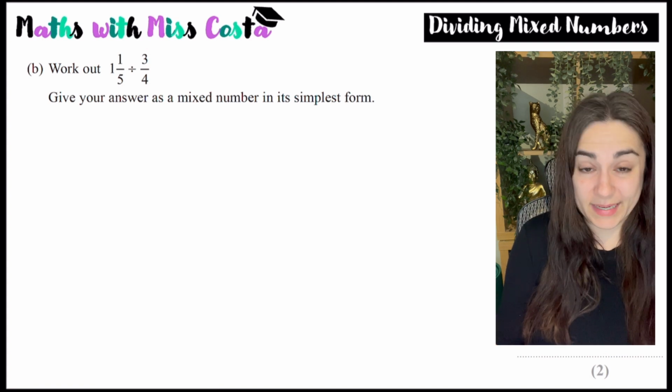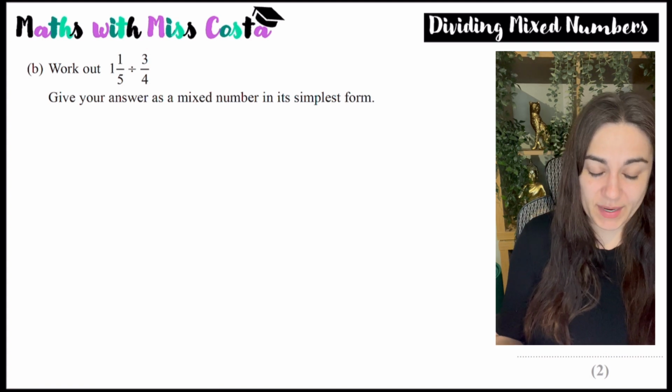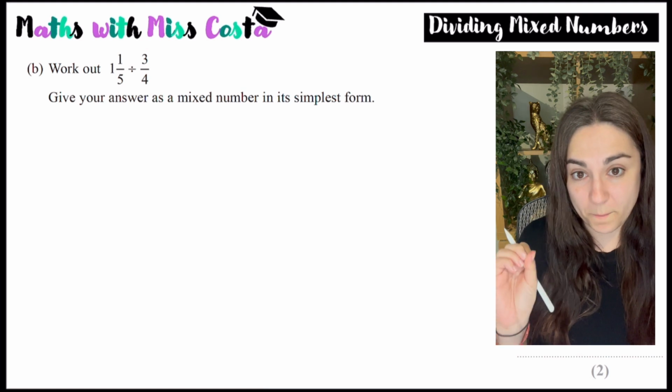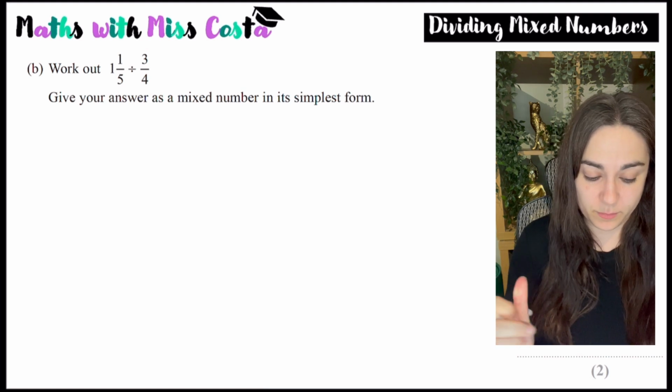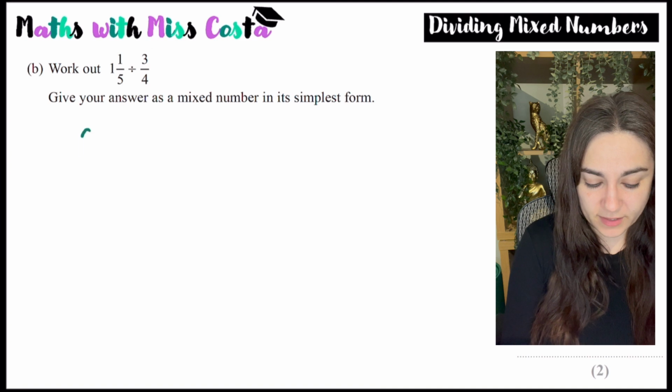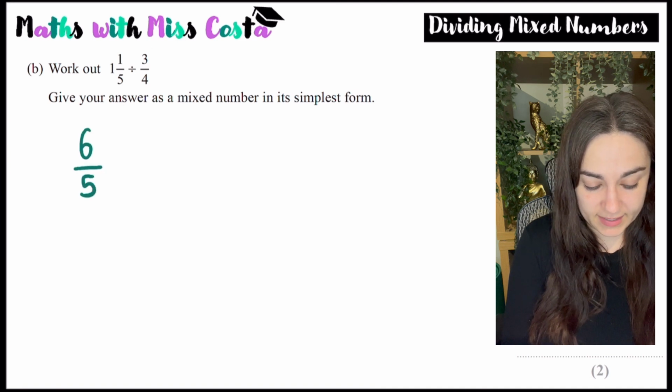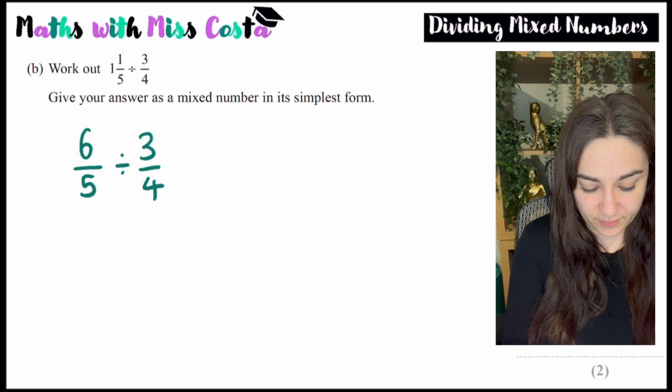Over here, we're doing dividing now. So again, with division, it's really helpful if you've got mixed numbers to turn them into improper fractions. So 1 times 5 is 5, plus the 1 is 6. So you've got 6/5 divided by 3/4.